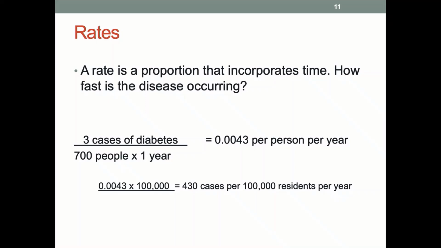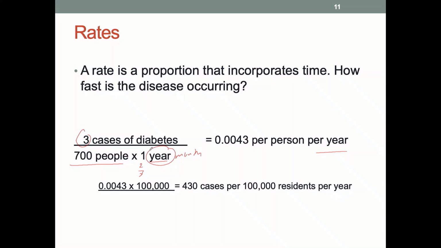So in this case, we have the 3 cases of diabetes, and the people who are at risk are 700 people. So they are in the denominator over a period of 1 year, or it could be over a period of 2 years. So then you just multiply this by 2 or by 3, or it could be not a year, it could be a month, right? So then it says per person per month, or per person per year, depending on what the unit is, and that is going to give us the rate. Remember, this is going to be used a lot in incidence.